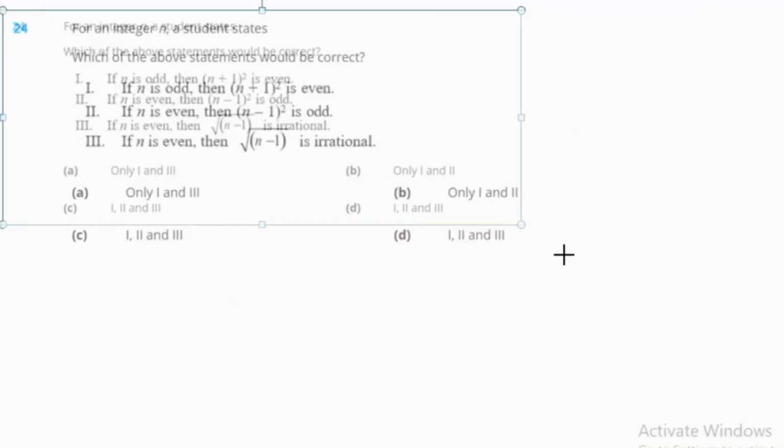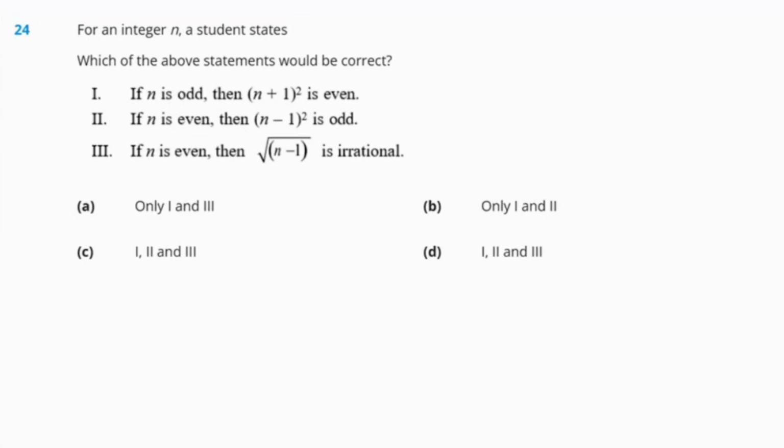Next one is saying that for an integer n, a student states some statements, and we need to say which of the statements would be correct. The first statement is, if n is odd, then n plus 1 whole square is even. Let's take an odd number, so we can take it as 1. If we do 1 plus 1 whole square, we will be getting 2 square, which gives us 4. Yes, it is even. So that statement needs to be true.